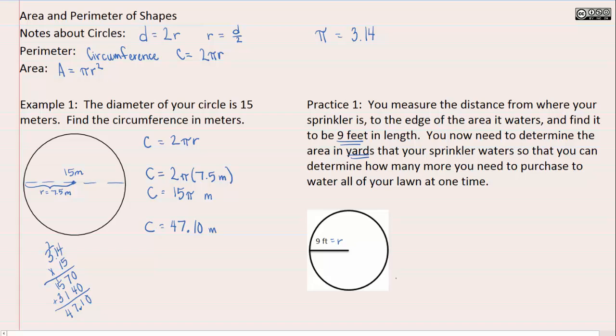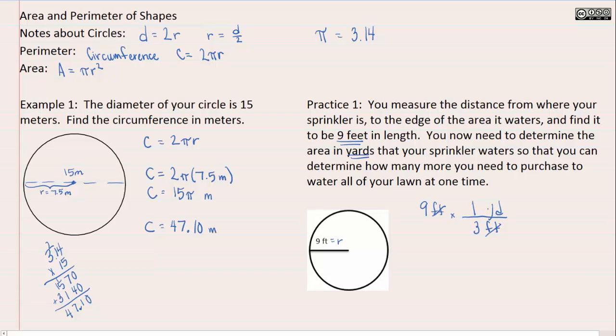9 feet is representing our radius. We will not have to do anything further to use our area formula, but we will need to convert into the proper units first. If I have 9 feet, and I remember that there are 3 feet in 1 yard, I can remember that the 3 feet needs to go in the denominator so that feet reduce, and the 1 yard will go in the numerator.